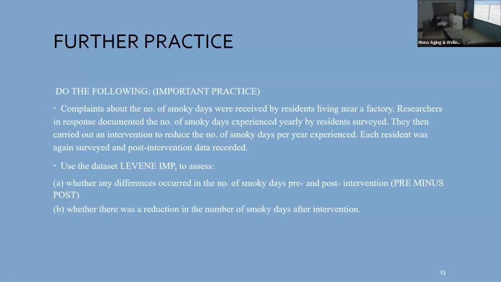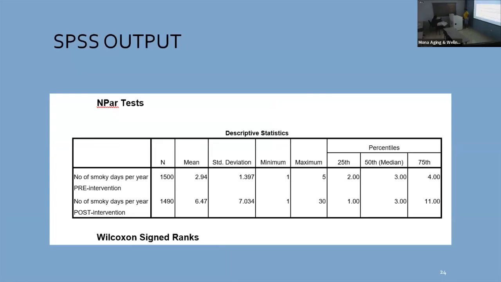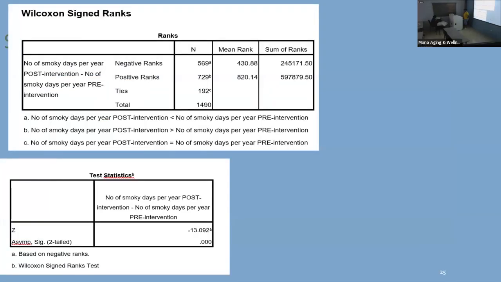So let us do that straight away. Oh, I actually have it here. So the output is here. We can just look at it. These are the descriptives. And this is our Wilcoxon signed rank test. It says the difference was defined as the number of smoky days per year post-intervention minus the number of smoky days per year pre-intervention.